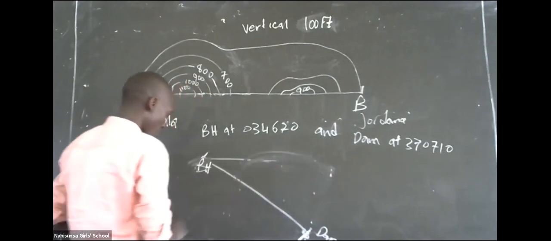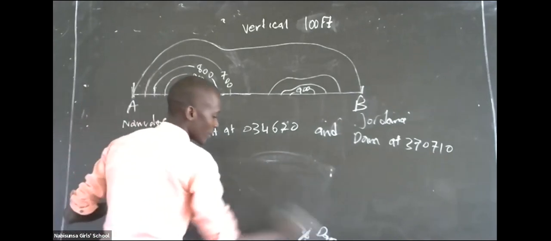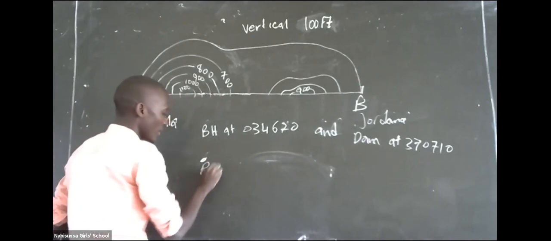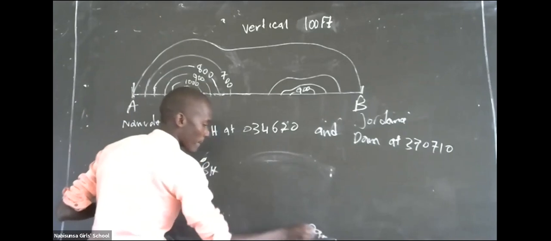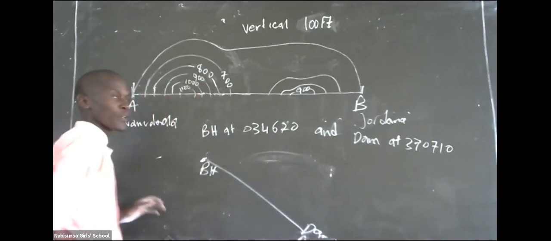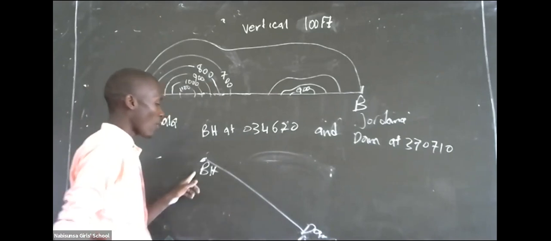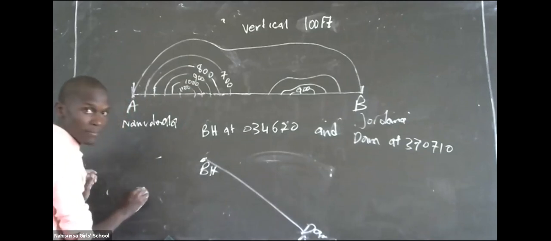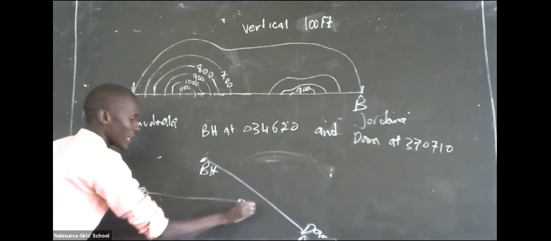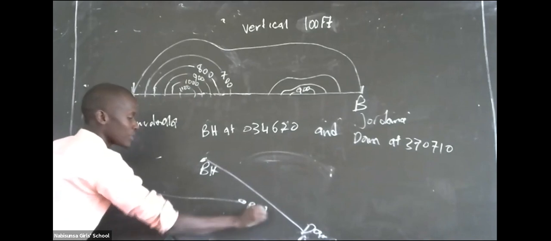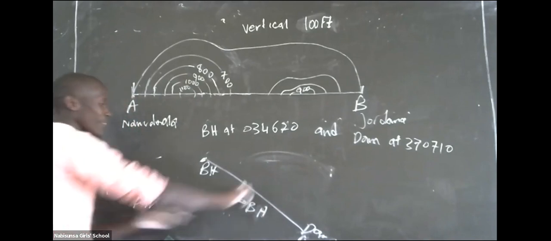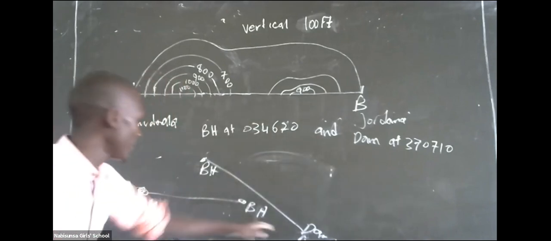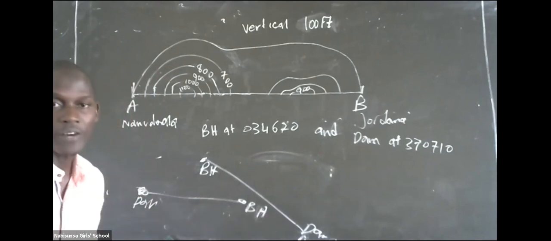But if at all they tell us, draw a cross section between, assuming this is the borehole and this is the dam. And they tell us draw a cross section between the dam and the borehole. It means that now I have to change this, the dam has to come here, my dam. Then the borehole is going to be on the left. Borehole is going to be here, dam is going to be there. It's about just changing the paper, so that the dam is on the left and the borehole is on the right.